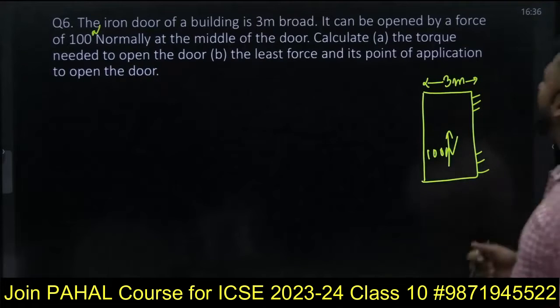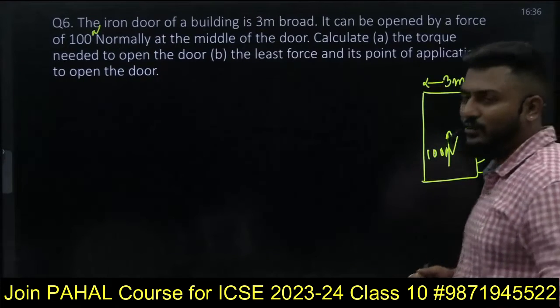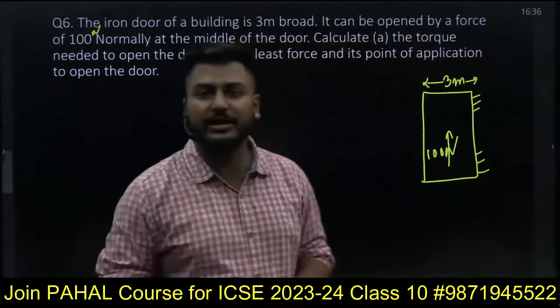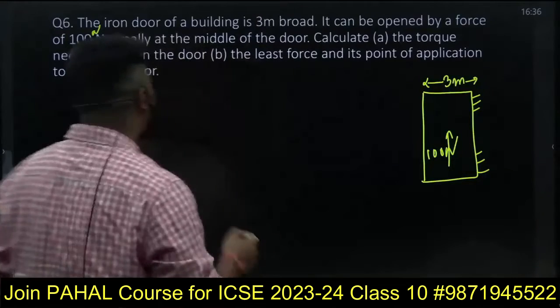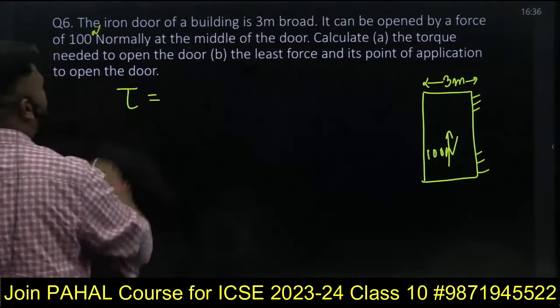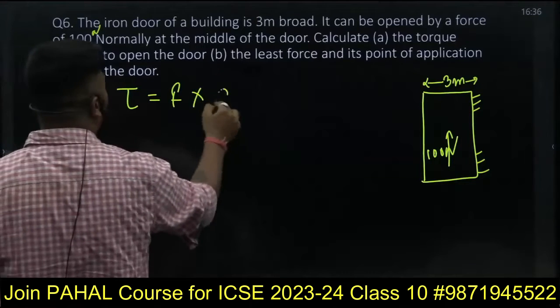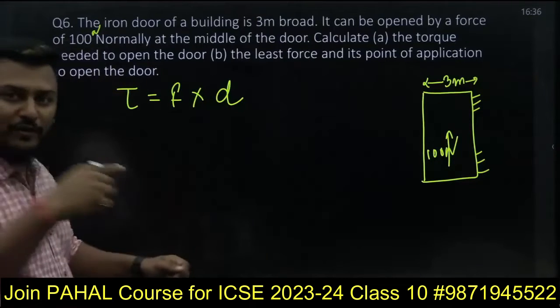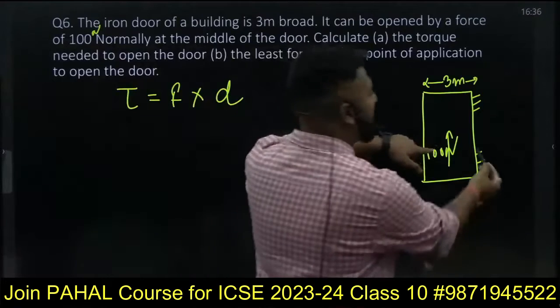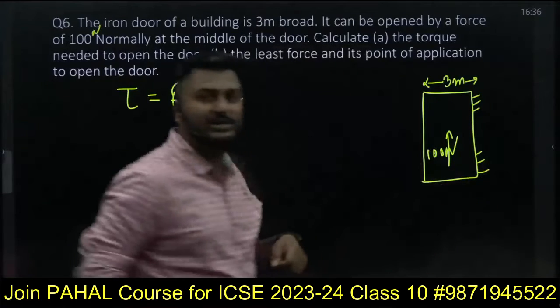Now they are asking us to calculate the torque needed to open the door. So now we have to find the torque needed to open the door. Now what is the formula for torque? The formula for torque is force into the perpendicular distance between the point of application of force and the pivot point. So this is the pivot point. Here there are hinges of the door, right?